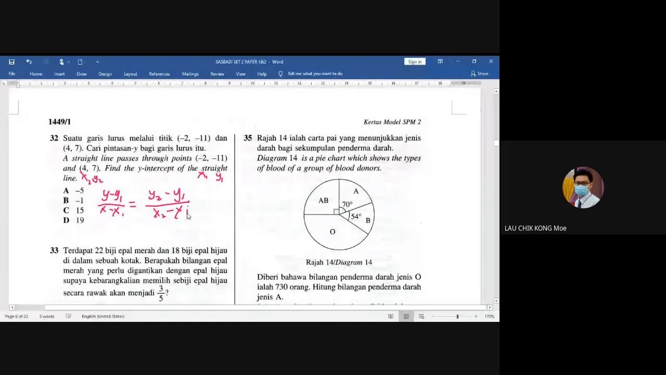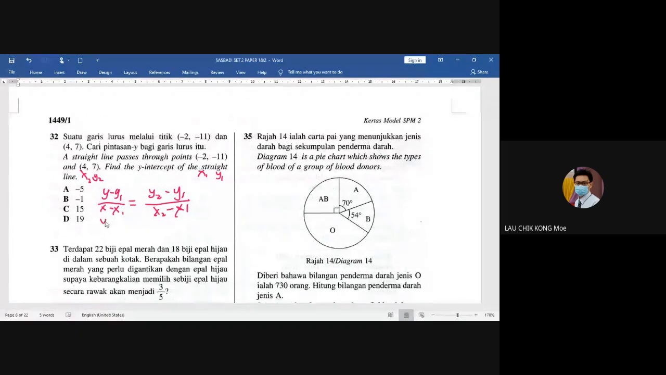Okay, this is x1. Sorry, x1. So I already put here. So y minus -11 over x minus -2 and equal to 7 minus -11 over 4 minus -2.